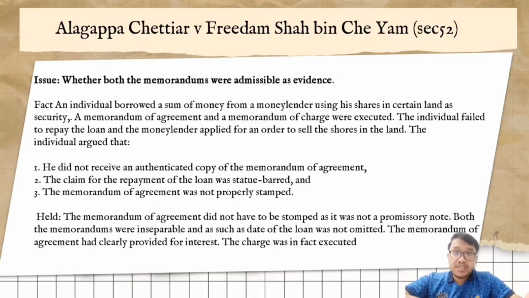In the case, the issue was whether both memorandums are admissible as evidence. The facts of the case: an individual borrowed money from a money lender using his share in a certain land as security. The memorandum of agreement and a memorandum of charge were executed. However, the individual failed to repay the loan and the money lender applied for an order to sell his share of the land. The individual argued that he did not receive an authenticated copy of the memorandum of agreement, that the claim for repayment of the loan was statute barred, and that the memorandum of agreement was not properly stamped.